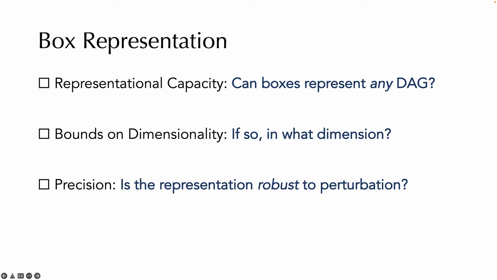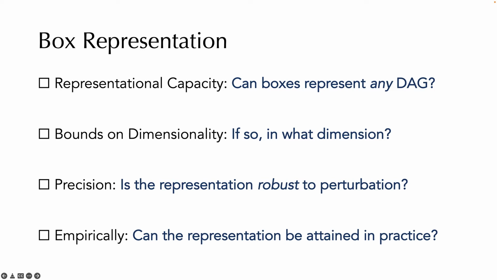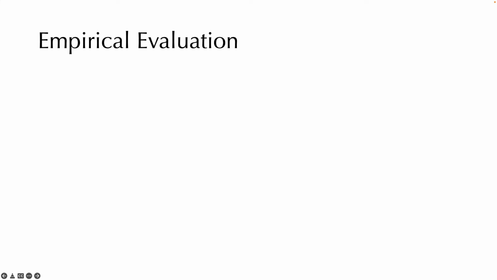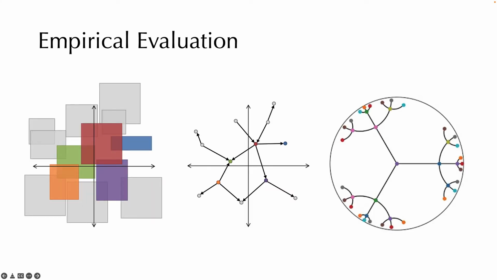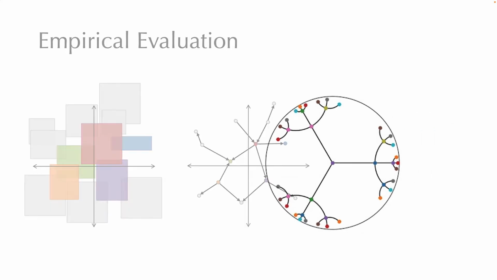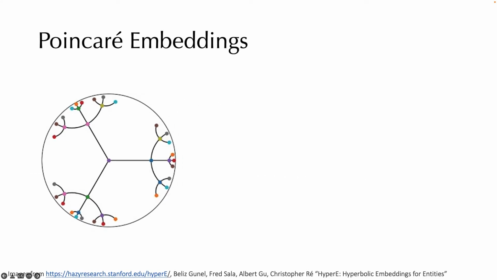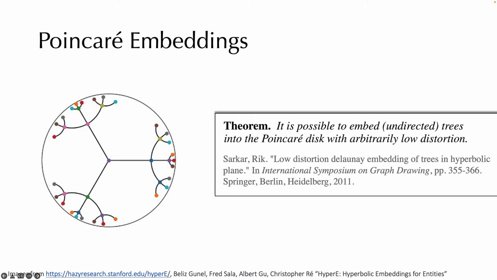This last point also raises the issue of whether the representation can actually be attained in practice. A question which is relevant not only for boxes, but also for Euclidean and hyperbolic vector models, for which the constructive proofs of representational capacity are not in line with the common method of training such representations via gradient descent. This is most poignantly captured in Poincare embeddings, for which a construction by Sarkar shows that it is possible to embed undirected trees into the Poincare disk with arbitrarily low distortion.